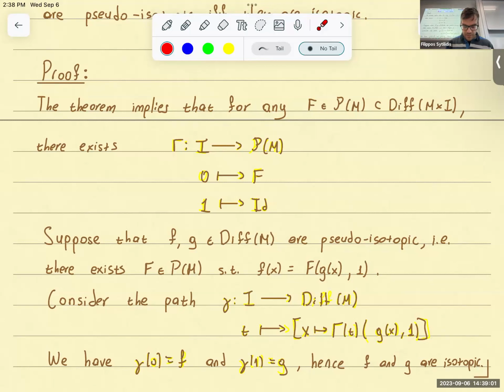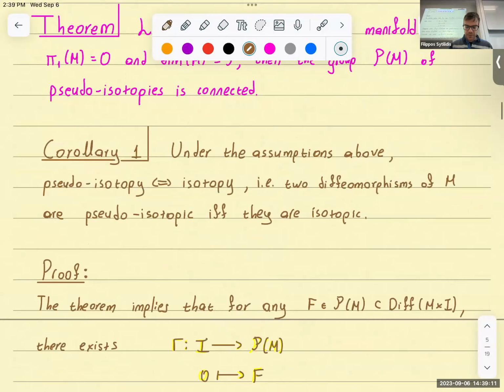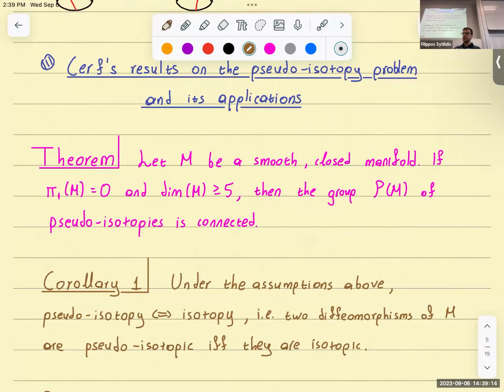The way I want to think about it is, let me see if I can think of a good picture to draw. I defined for you an action of the group of pseudo-isotopies on the group of diffeomorphisms. And how did that action work? If you give me a pseudo-isotopy, that's a diffeomorphism from M cross I to M cross I. If I just look at the top level, that gives me a diffeomorphism from M cross 1 to M cross 1, which in particular is a diffeomorphism from M to M.